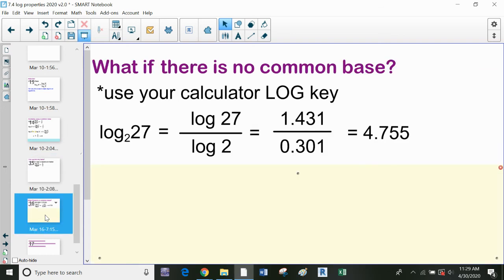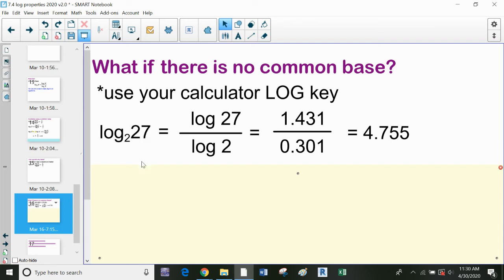What, though, do you do if you can't figure out what base to use? This is where you go grab your calculator. Anything from a scientific or graphing calculator on up will have a key that says LOG, and this is a base 10 log. So for example, suppose I gave you this problem, log base 2 of 27.